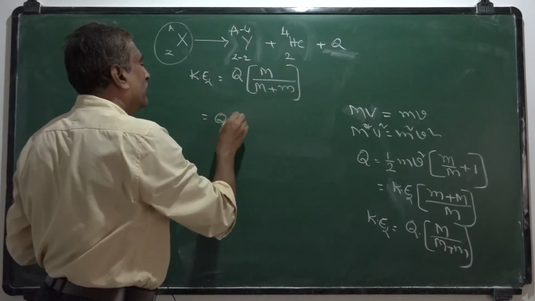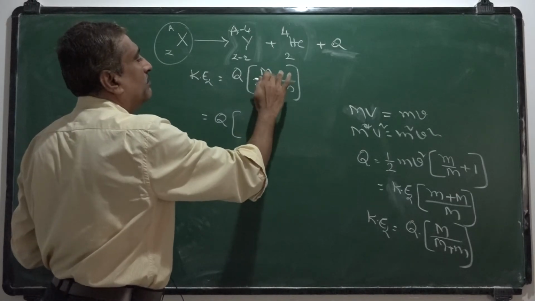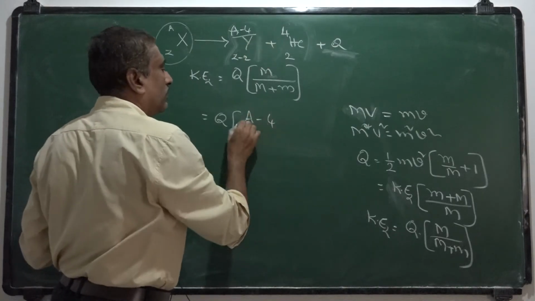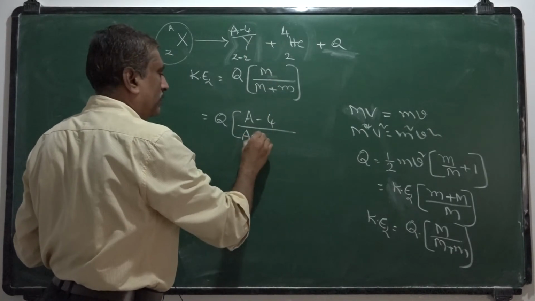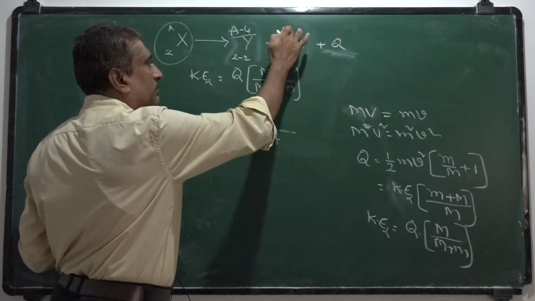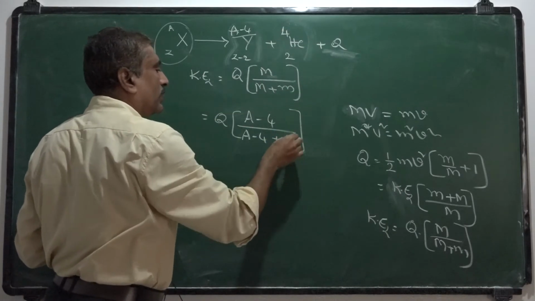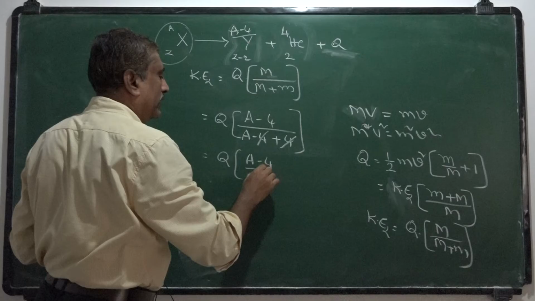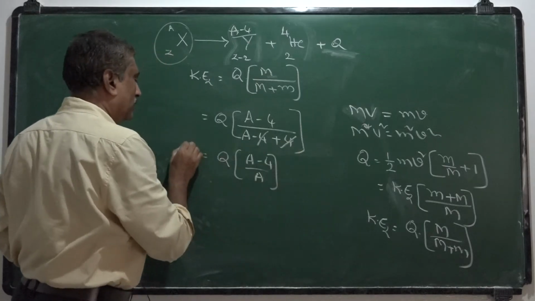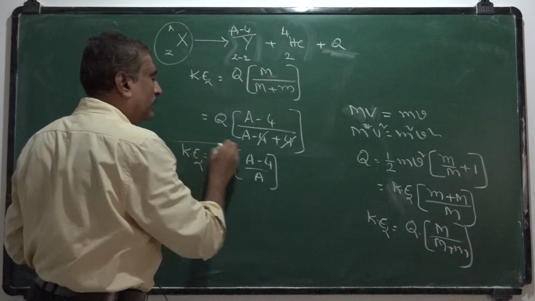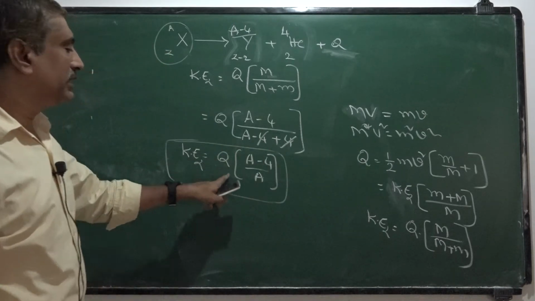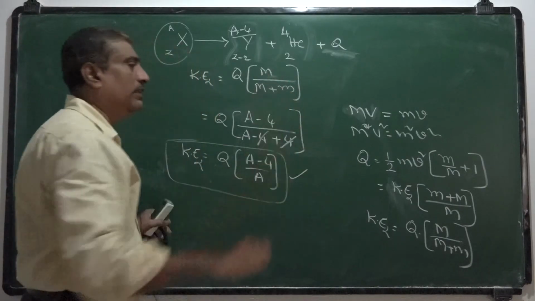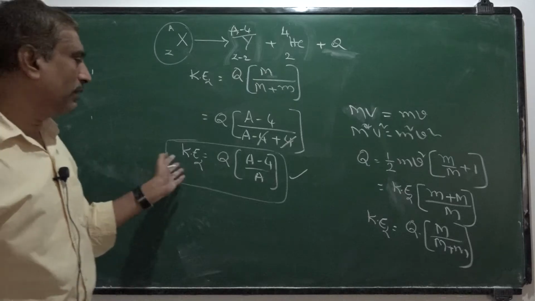So we just replace this mass by mass numbers. Then this is Q into, what is capital M? Capital M is the mass of the daughter nuclei, that is mass number A minus 4. So A minus 4 by A minus 4 plus the mass number of this helium nucleus, which is 4. So this will get cancelled. So that is Q into A minus 4 by A. So the kinetic energy of the alpha particle in terms of the Q value is given as Q into A minus 4 by A. You remember this formula if you come across any problem like this.